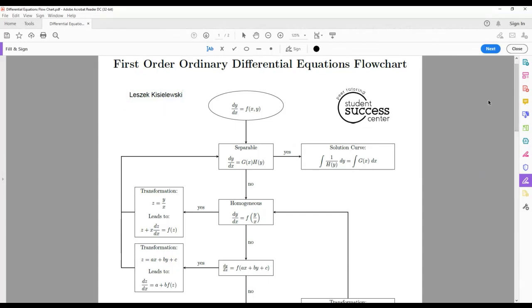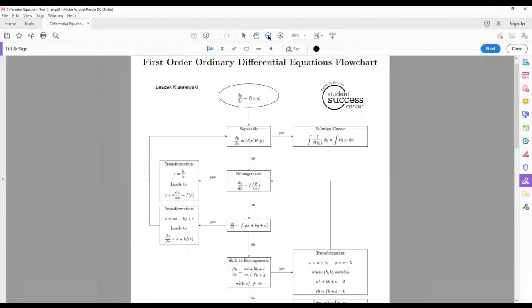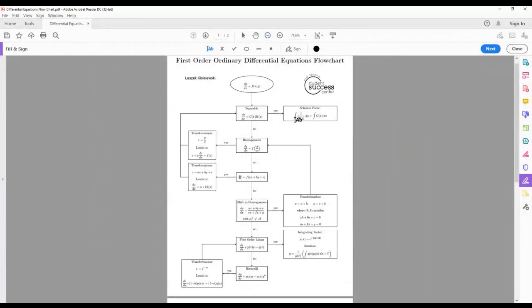So Peer Tutoring, we do have a convenient flowchart that summarizes what a typical first exam would cover in a standard differential equations course. So you're going to be learning a toolkit of techniques.